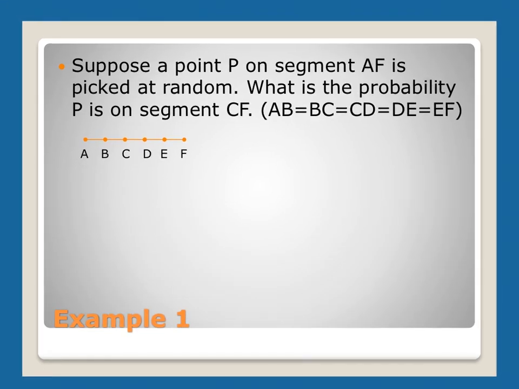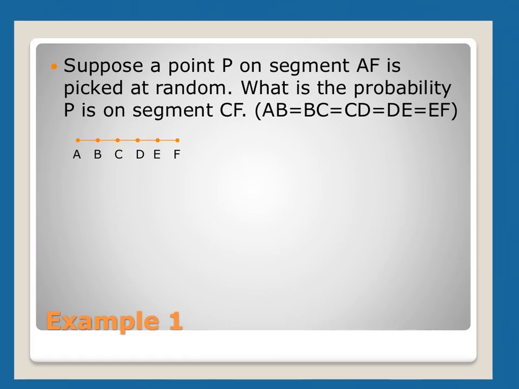Here's the first example. Suppose point P on segment AF is picked at random. What's the probability P is on segment CF? Given AB is equal to BC is equal to CD, DE, and EF. So we actually don't have measurements here. We could give these any kind of value we want as long as they're all consistent. So let's just say that this is 1 unit, this would be 1 unit, this would be 1 unit, this would be 1, and this would be 1.